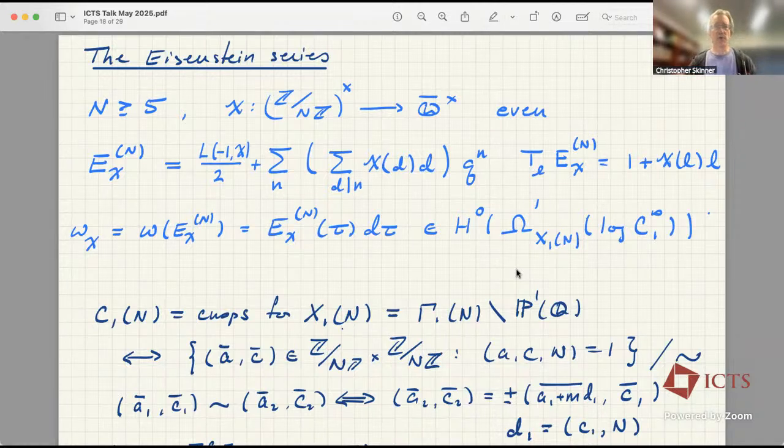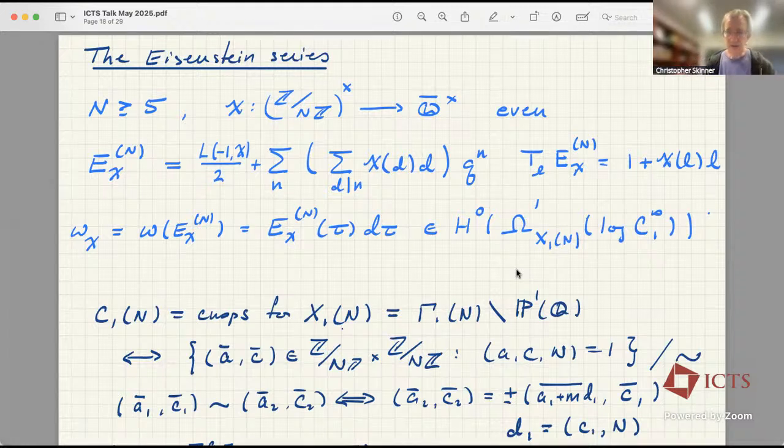At n, it's the sum over the divisors of n of chi of d times d. This nice divisor sum, twisted by the character. This is a Hecke eigenform, and the Hecke action is also very easy to write down. T of L acts as 1 plus chi of L times L times C of chi n.